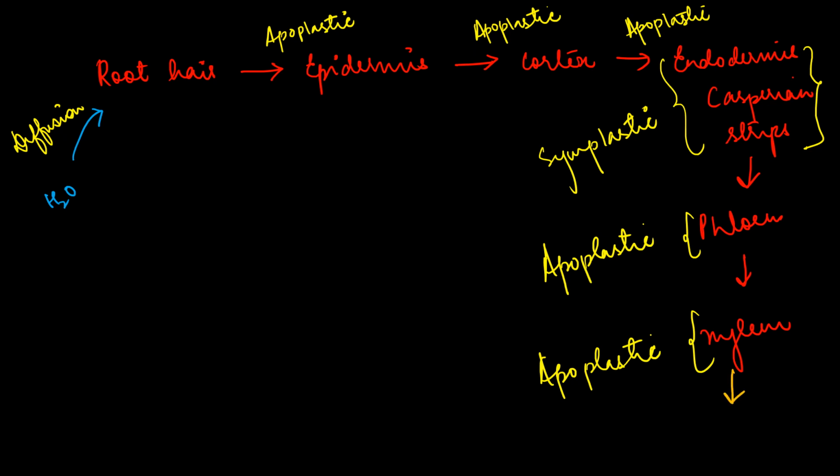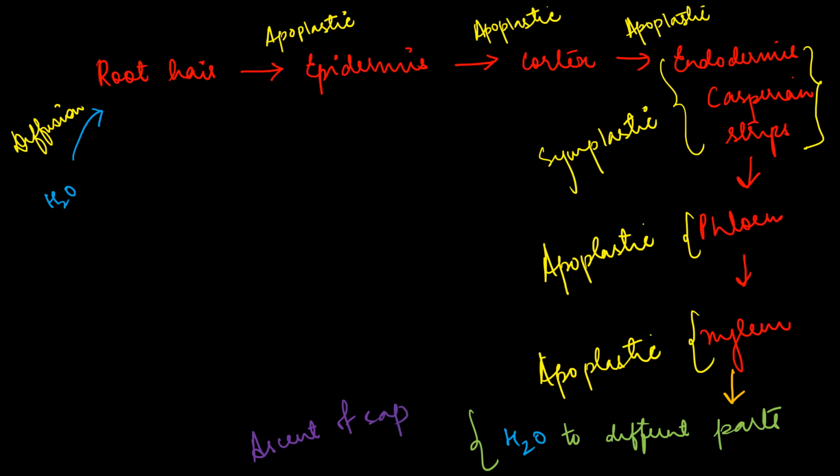Now what does xylem do? Xylem carries the water to the remaining parts, to different parts, and this we call ascent of sap, and this we will be looking into in the next class. This ascent of sap we will be discussing in the next class.